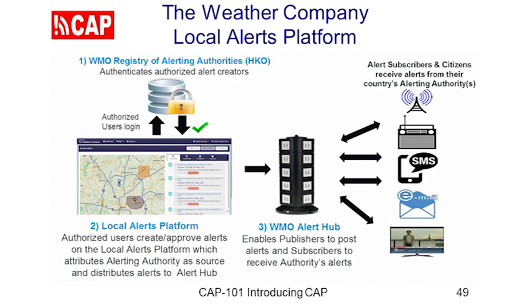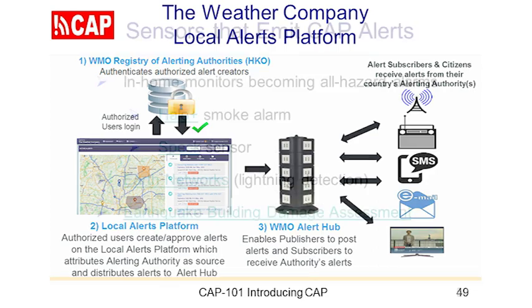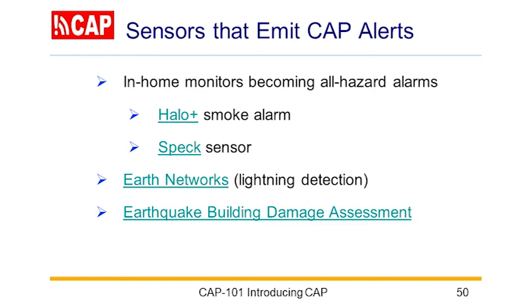Because if we didn't do that, AccuWeather and the Weather Company and Google would have to deal with 192 sovereign nations. They don't want to do that. And why should they? They're not diplomats. I mean, pretty obviously not diplomats in some cases. Anyway, so they want official trusted sources to gather that all together. That's the Alert Hub. But I also mentioned briefly at the beginning, sensors that emit CAP alerts.